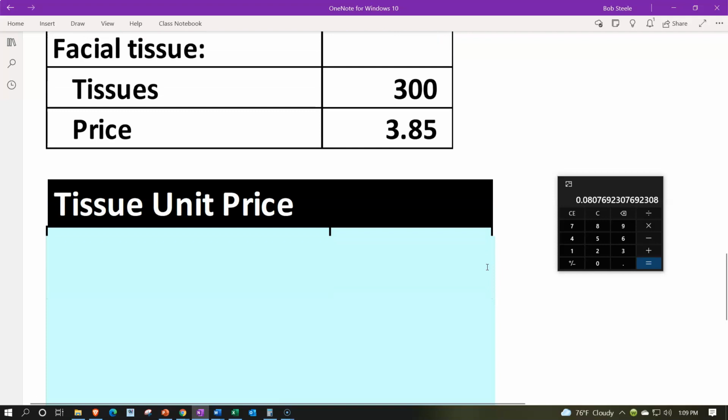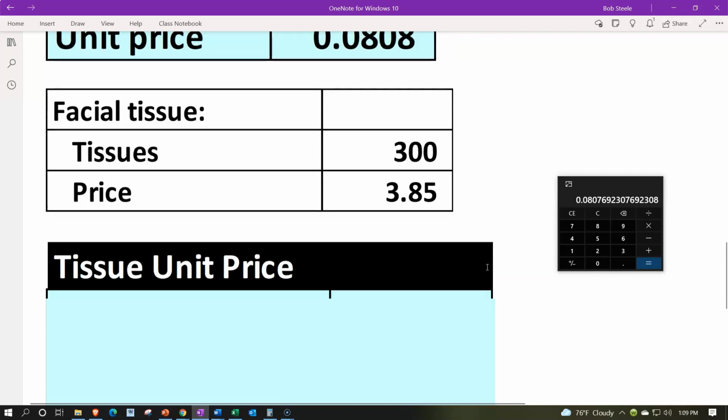Then we got the tissue unit price. We're going to break this down a little bit differently because with tissues we're going to calculate per tissue, but again, we're going to get to a really small number on a per tissue basis because they give us a lot of tissues for pretty cheap. It costs a very small amount for one tissue apparently. So then we could try to say, well, how much does it cost per 100 tissues, which might make it a little bit easier to do the comparison.